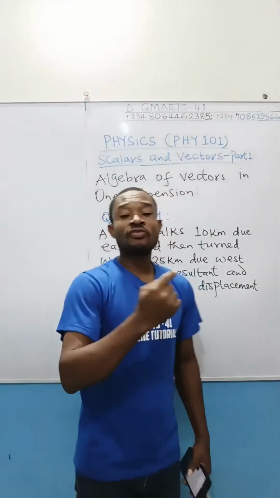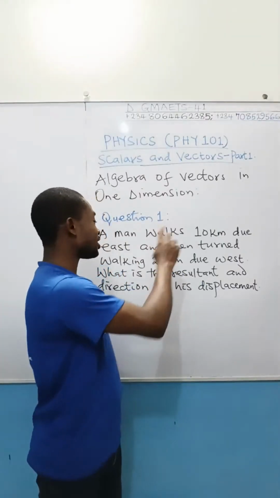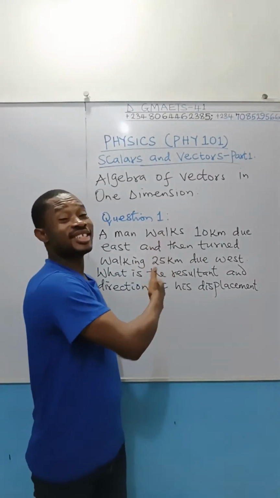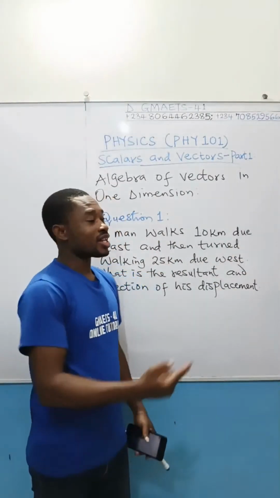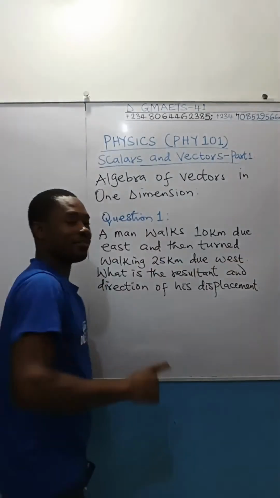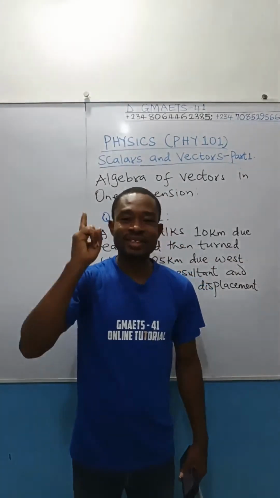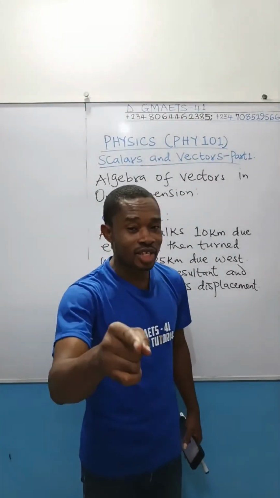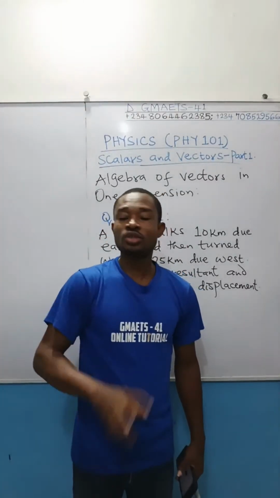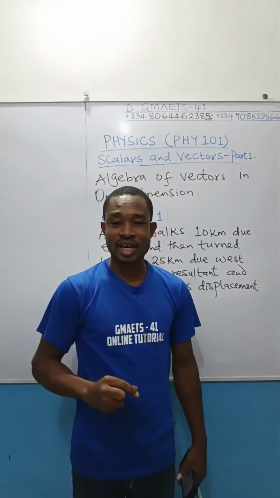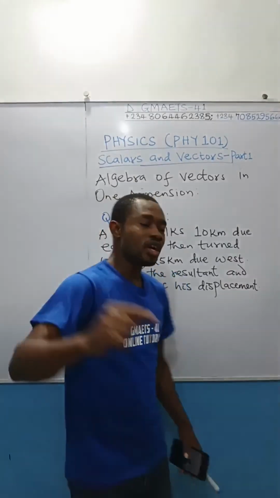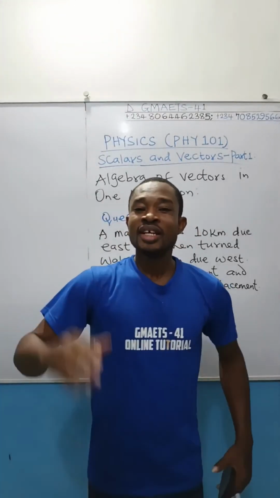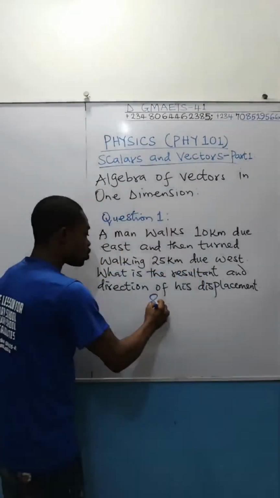If we had been asked to find the distance covered by the man, we'll just add 10 plus 25 kilometers without respecting the signs. And that will give us 35 kilometers for distance, because distance is a scalar quantity. You just add them together without respecting sign. There is no direction for a scalar. But here we are asked to find the displacement of the man. Displacement is a vector quantity. Therefore, direction is important. Solution.